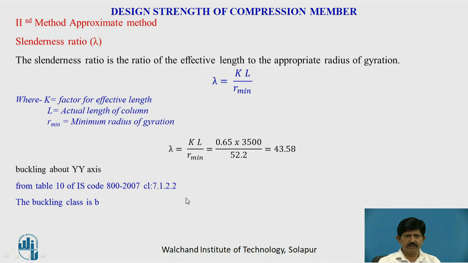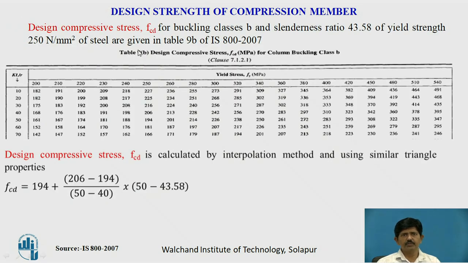And the buckling class we already know, it is about the YY axis as Ry is less than Rz. The buckling class is B. Now the design compressive strength Fcd for buckling class B, slenderness ratio 43.58 and yield strength 250 Newton per mm square of steel is given in Table 9 of IS 800-2007. Here you can see the table from IS. According to clause 7.1.2.1, KL upon R values, the lambda values, and the yield stress are mentioned, and the table gives you the Fcd values.